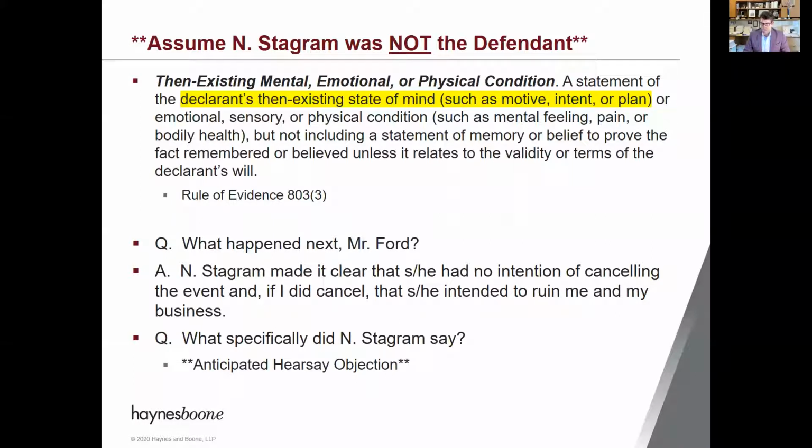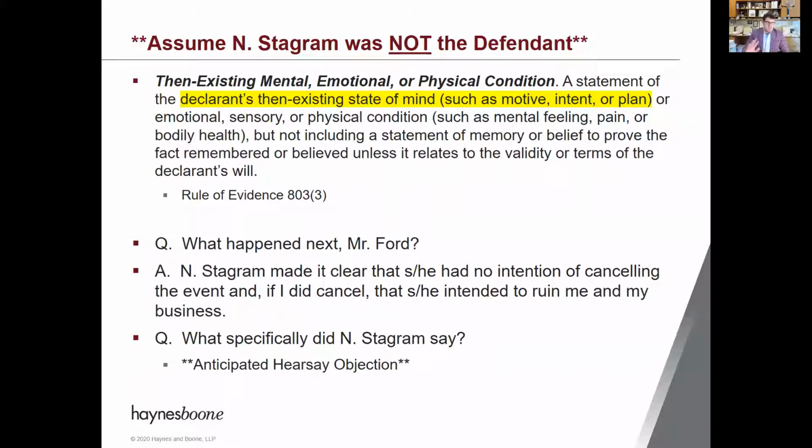So look at the bottom. What happened next, Mr. Ford? Remember, direct, open-ended, you want your witness to talk as much as possible. Instagram, rather than, this is in contrast to what happened next. Well, Instagram then told me that she would ruin, or he, whatever, would ruin that fame.